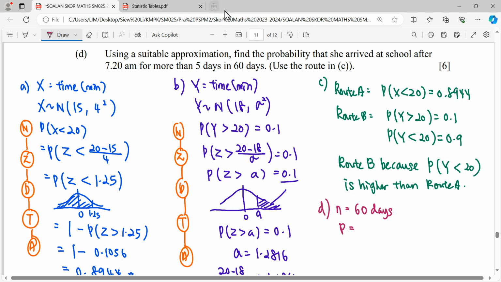So use the route in C. When we choose route B, it means the probability for the timing less than 20 is 0.9. So if you want to reach the school after 7:20, it means your probability should be taken as the timing more than 20. So more than 20 minutes, it will be 0.1.